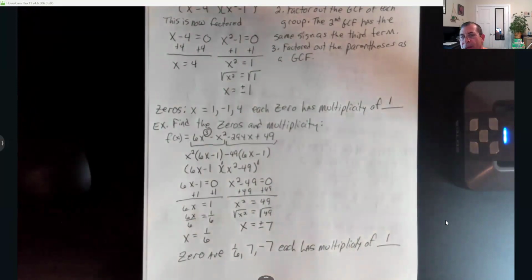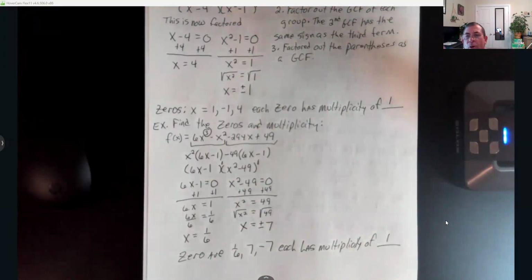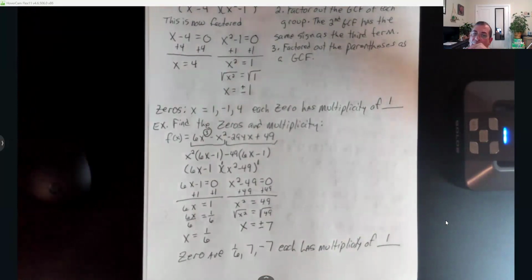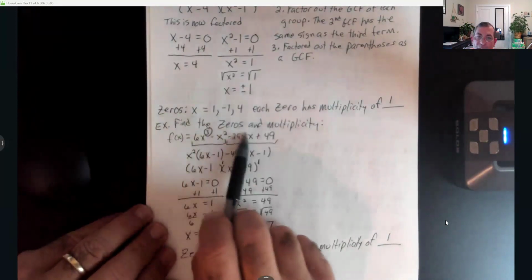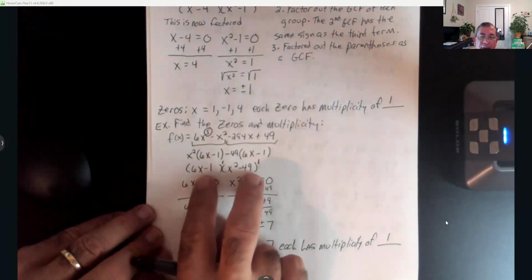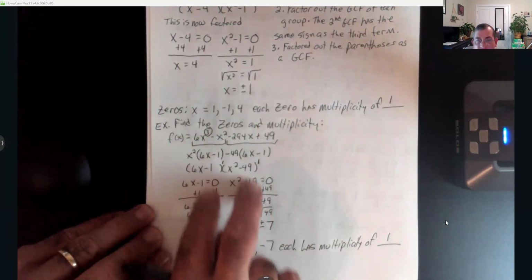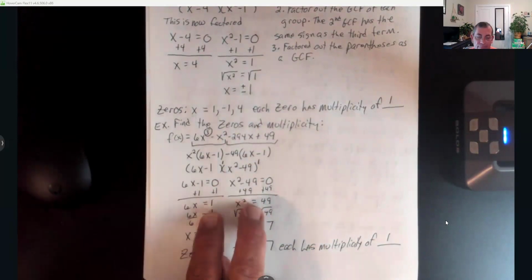So y'all, that's the trick. On the earlier problems, they had them already factored out. So we just set the factors equal to 0, and then we looked at our exponents for our multiplicity. When you got 4 terms like these, you actually got to factor them. And once you get them factored, then solve for your zeros, okay?